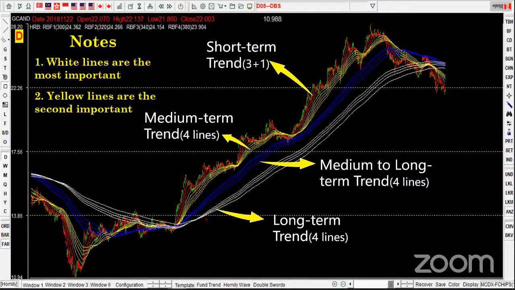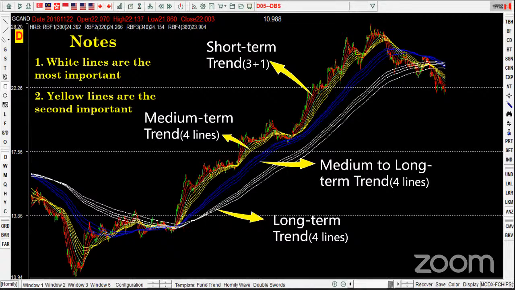Long term is always the most important to check, the long-term direction, right? And then secondly, we usually pay more attention to the yellow lines. The yellow lines can provide us the entry and exit points for medium-term trading when it's already a long-term uptrend.